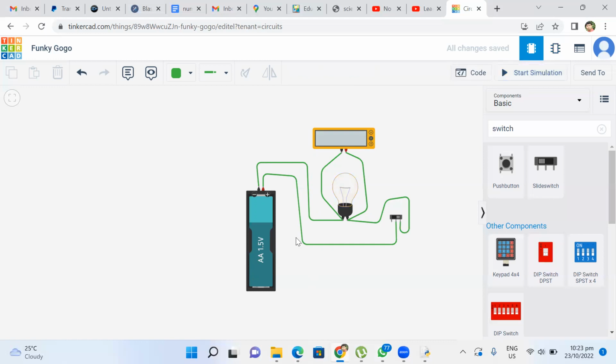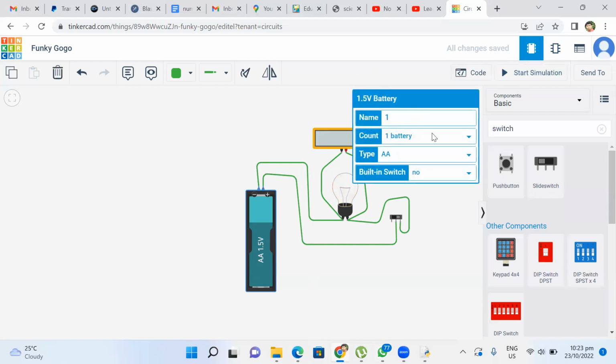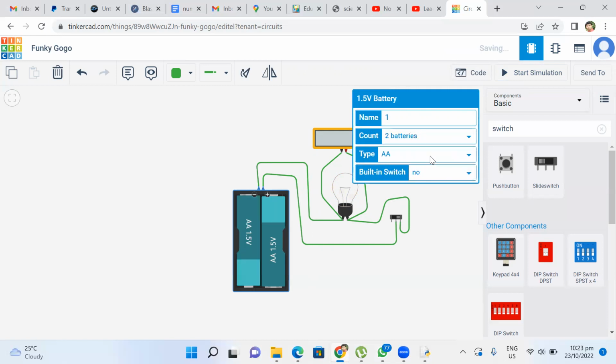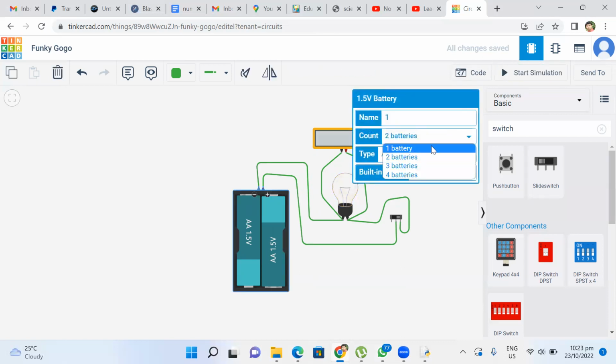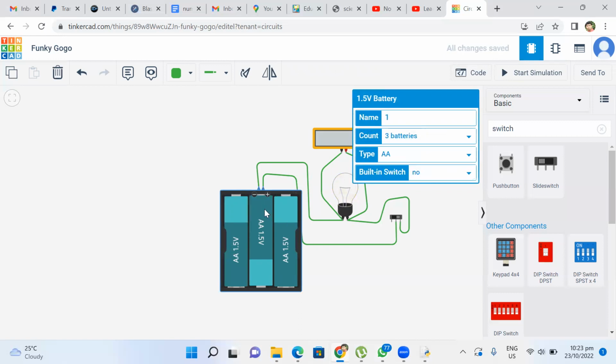Now I'm going to increase the number of batteries to 2. I need 2 batteries. Right, let's measure it now. Now we can see it's getting closer to 3 volt. Stop the simulation. Let's increase to 3 batteries. Please note how these batteries are connected here. Please note that this is a plus and minus connection. So you can see here plus is connected to this plus, this is minus, minus is connected to plus, and this minus is connected to plus. Actually, this is a serial connection.